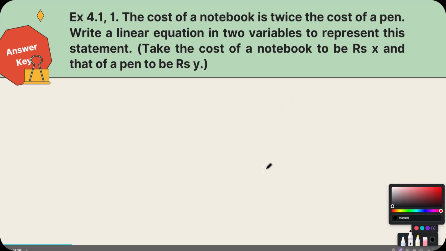The unknown here is the cost of the notebook as well as the cost of the pen. So we'll take that as X and Y as it is written as a hint here. Take the cost of a notebook to be rupees X, take the cost of a pen to be Y, right? So we were asked to take it in the same way. So we'll try to take it in the same way.